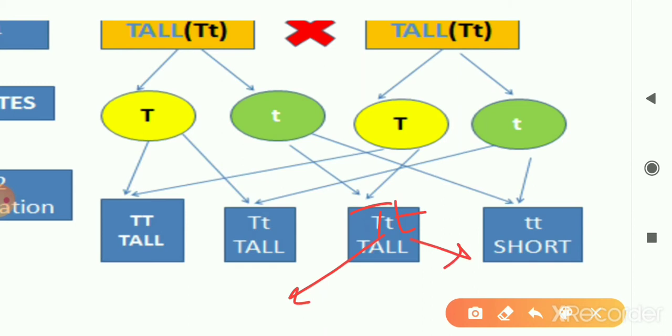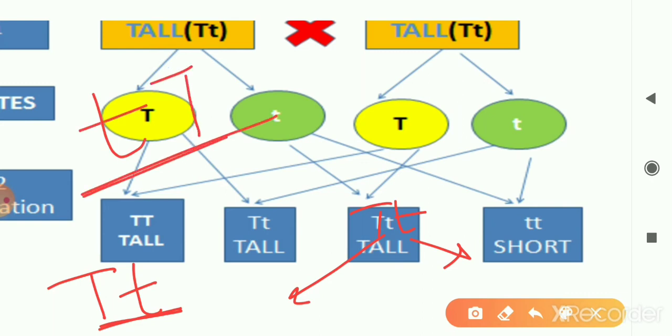And always remember that when you write these factors in a pair, the dominant trait has to be written first and the factor which is recessive has to be written next. It should never be written the way it is being shown on the screen. That is a recessive factor followed by a dominant factor.